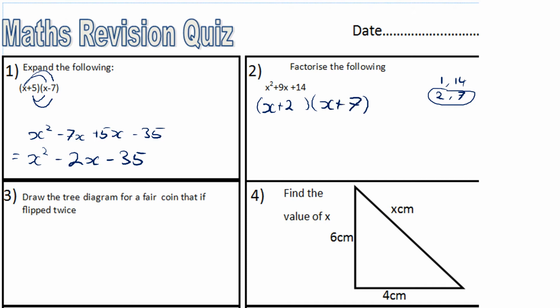Okay, right, question number 3. We want to draw a tree diagram for a fair coin that is flipped twice. Okay, so when we flip a coin, we've got two options. We've got heads or tails. Okay, so it's a fair coin, so that means it's 50-50. So that means 50% of the time it's going to land on heads, 50% on tails, the probability that is. Okay, so we've got heads or tails for the first flip. Then we've got heads or tails for the second flip.